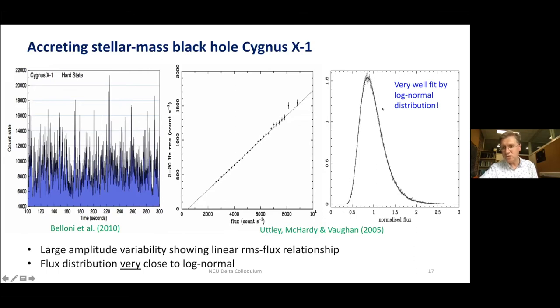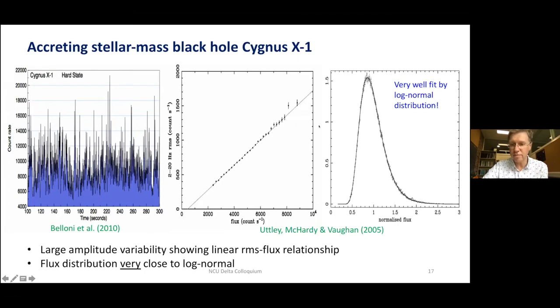Now, hand in hand with being log normal, there's another fact, which turns out to be a restatement of the same piece of phenomenology, that there's a relationship between the average flux of the object and the fluctuations at any given time. So the so-called RMS-flux relationship: the brighter the source is, the more strongly varying it is. And again, that's hand in hand with the log normal.